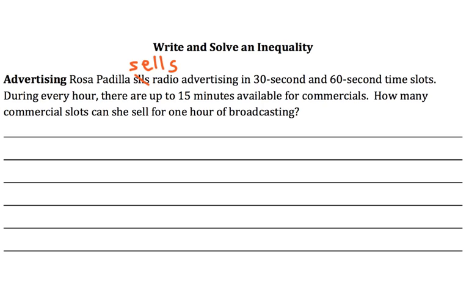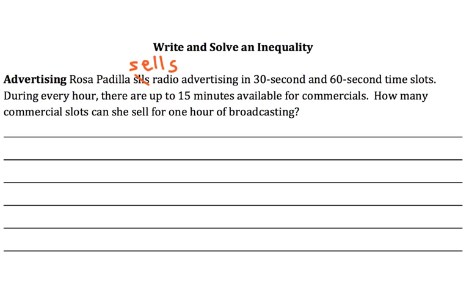And since it says up to, you could really have a pretty poorly managed situation where you just sell one of these and one of those, or 2 and then 1. But it sounds like there's a lot of different solutions to this. How many commercial slots can she sell for 1 hour of broadcasting?